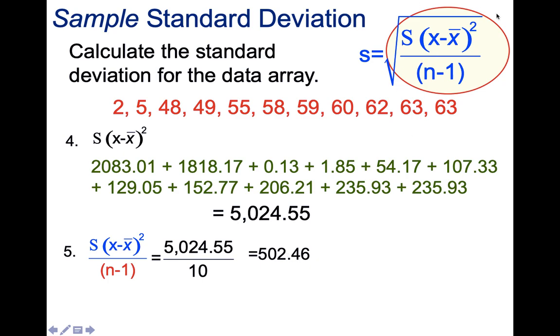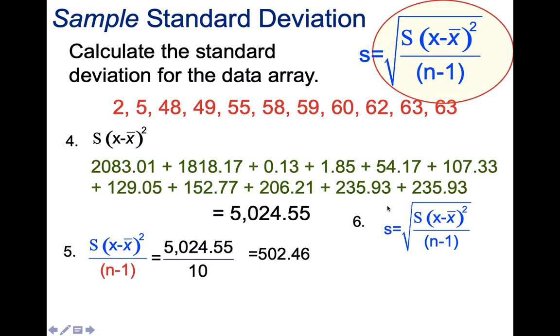And that's under a radical. So in order to calculate our standard deviation, we actually have to take this number, 502.46, and take the square root of that number, and then we get a standard deviation of 22. And so what that number means, once again, that standard deviation of 22, the mean is 48 in this data set. If I were to pick a random number from this data set, I would expect on average to be about 22 values away from the mean.